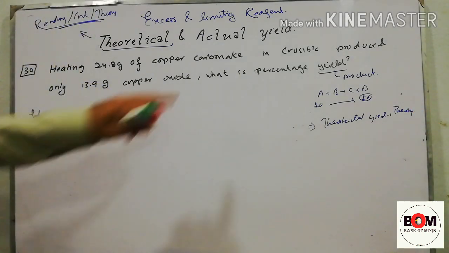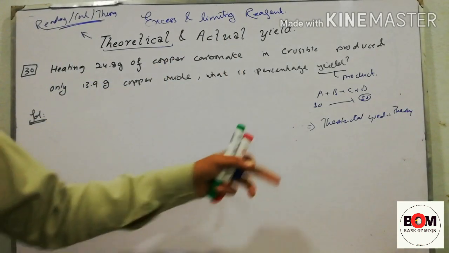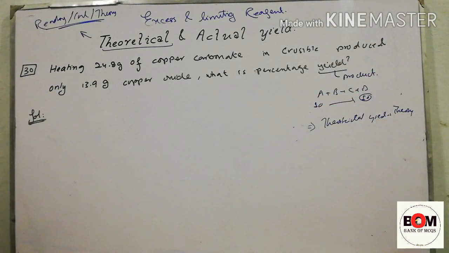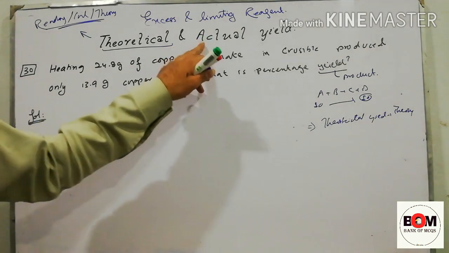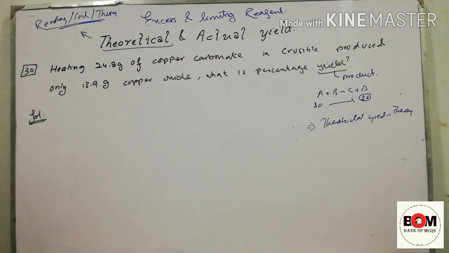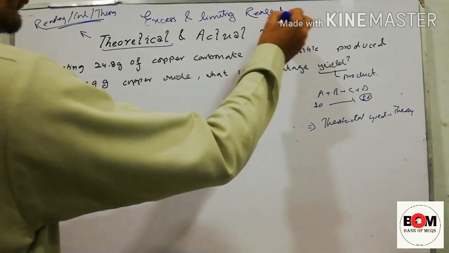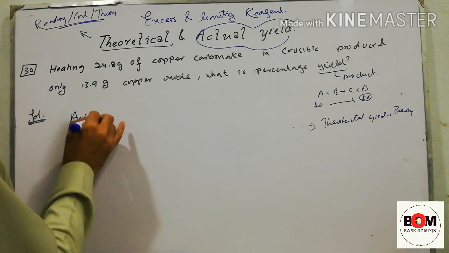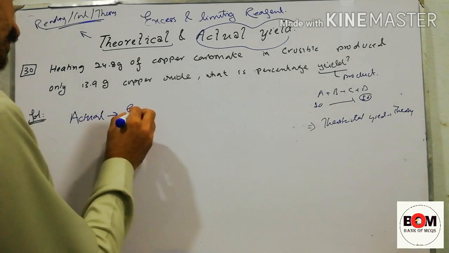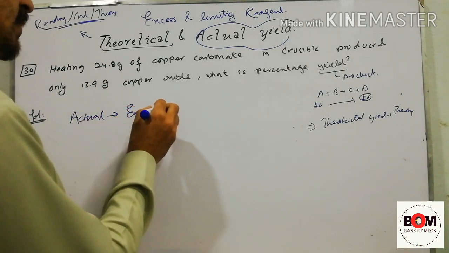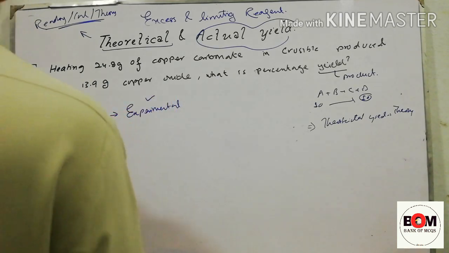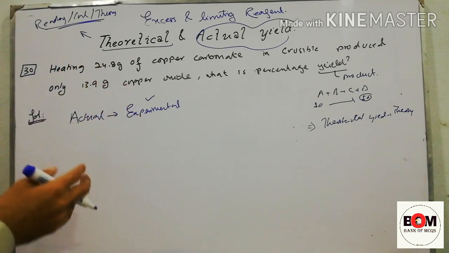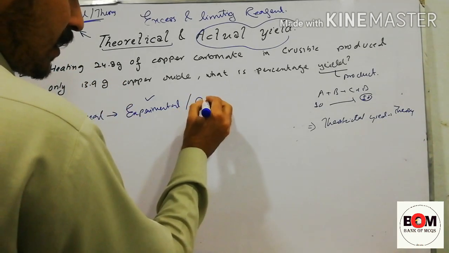On the opposite of this, we have actual yield. We can easily say that 10 moles of A react with 10 moles of B and form 10 moles of C and 10 moles of D. But what will happen if we do the reaction in the laboratory, and what will the yield be? That yield is called actual yield, the yield that we obtain in the laboratory, also called experimental yield. If we perform an experiment and get a yield, that yield is called actual yield. That will be the experimental yield, or we call it the practical yield.